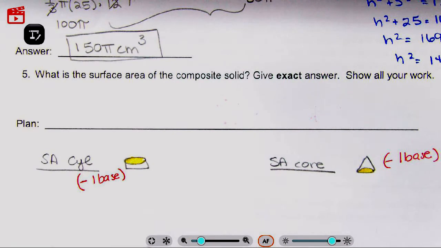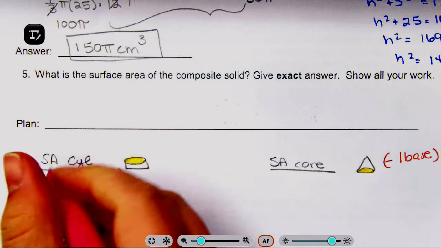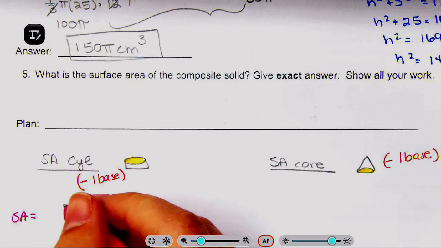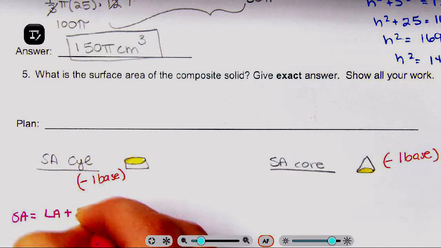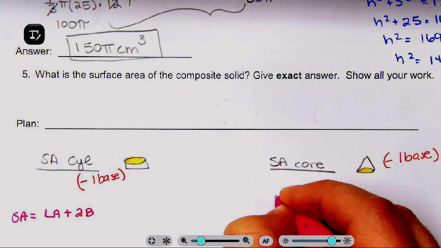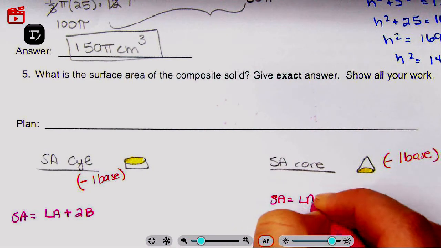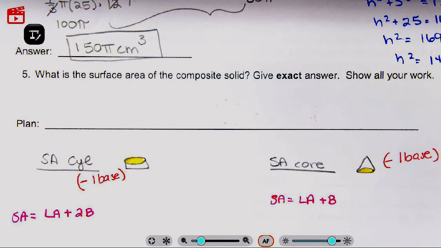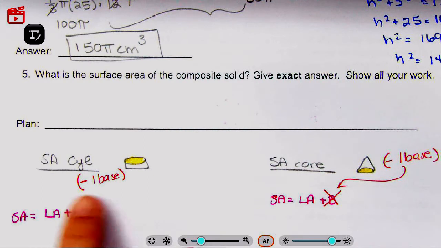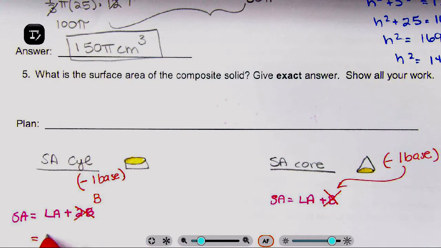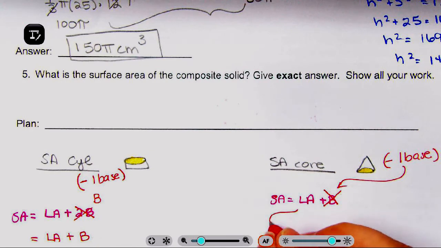Again, have your cheat sheet ready if you don't remember your formulas. For the cylinder, our formula is the lateral area plus 2 times the area of the base. For the cone, we have surface area is equal to the lateral area plus 1 area of the base. Now notice that we got rid of one base area. Here's 2 bases, so I'm going to need just 1. So what do I have? I have lateral area plus 1 base area for the cylinder now. And what do I have for the cone? I simply have the lateral area.